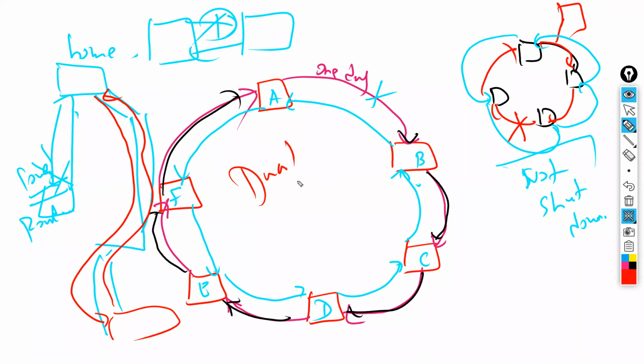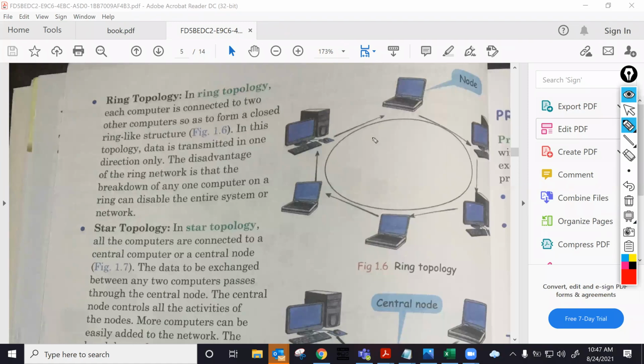I just taught you this for knowledge. But your syllabus only talks about the single ring. In the single ring topology, each computer is connected to two other computers, which forms a closed ring-like structure. In this topology, data is transmitted in one direction, right?